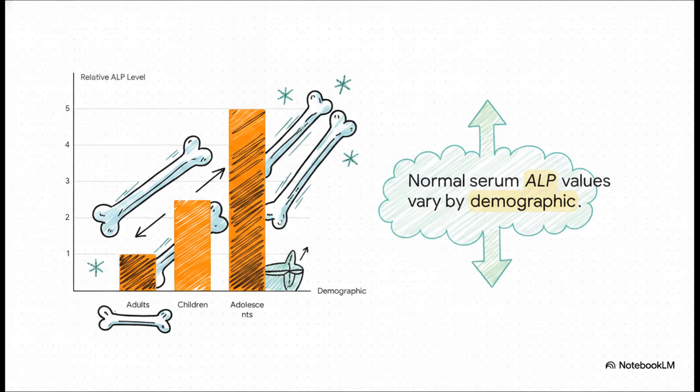Now, when you start comparing different demographics, you'll notice an adult's baseline sits pretty quietly between 40 and 130 units per liter. But, and this is important, it is completely normal for children and especially adolescents to have massively spiked ALP levels. Why is that? Well, because their skeletons are actively growing. Those crazy puberty growth spurts require incredibly intense osteoblast activity, so their baseline ALP is naturally going to look way higher than a typical adult's.